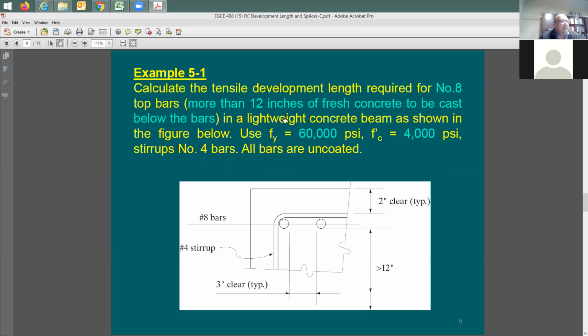It says here that you have lightweight concrete, so the lambda factor is going to have an effect. And also it says f sub y is going to be 60,000. This is grade 60 steel, and the concrete strength is going to be 4,000 psi. They also give you the stirrup, which is number 4. This is going to be half an inch from here to there, and the same thing here, half an inch. This is going to be important to figure out c sub b, the edge distance or the cover distance, if you like.